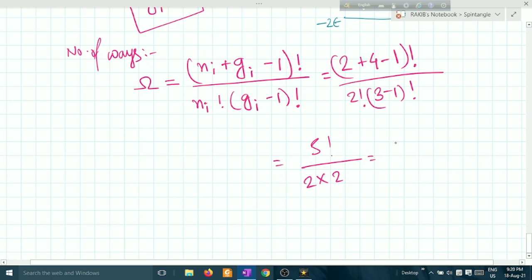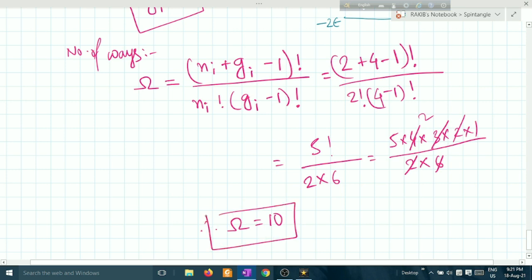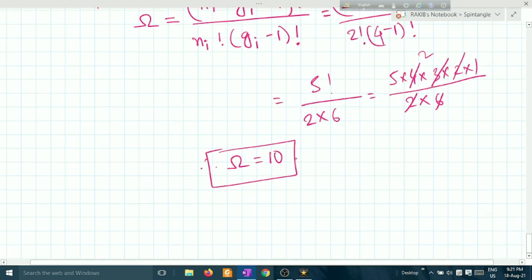This means what is the value of this thing? This is 5 into 4 into 3 into 2 into 1, and in the denominator you have, just wait, I think this is 4. Sorry, this is 4. This is 3 factorial. This means 6. Okay, this means 2 times 6. What 3 2 goes with this 6, and this 4 goes with this 2, and giving rise to a 2. So the number of ways becomes 10. This is the 10 number of ways, that 10 ways to arrange.